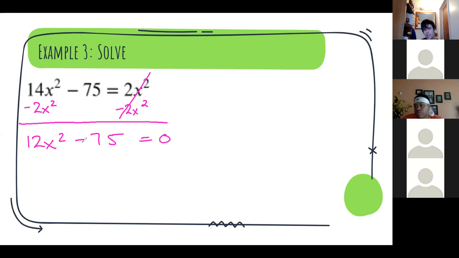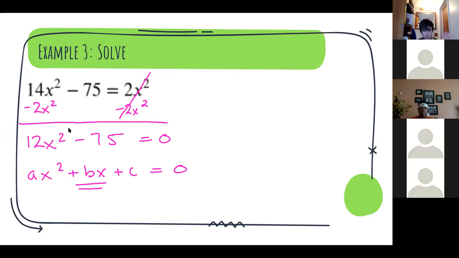Okay, this is not a trinomial as I'm looking at it, right? It's kind of in standard form, except it's missing this b term. It's missing this middle term, right? I don't see it in there.